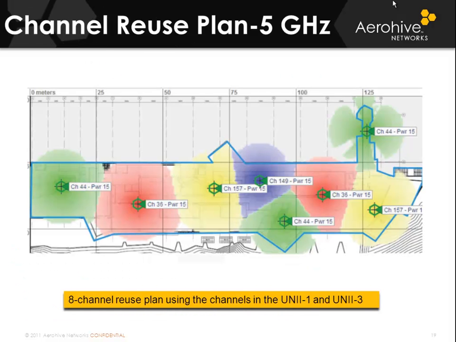This is an example of a channel reuse plan in 5 GHz. Sticking strictly with Uni 1 and Uni 3, you can co-locate 8 access points in the same physical space without being required to use the same channel.